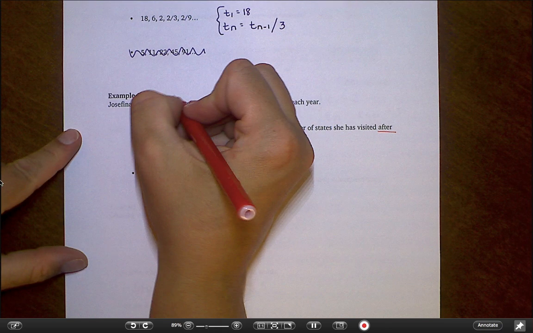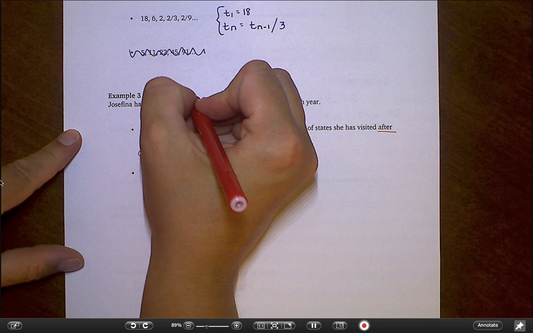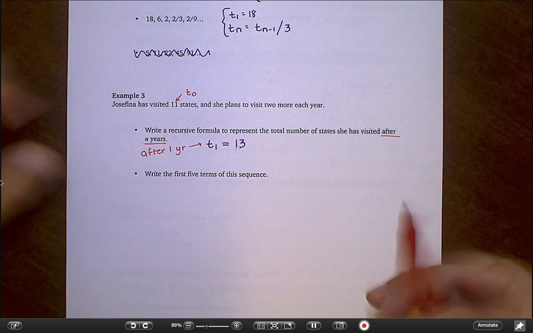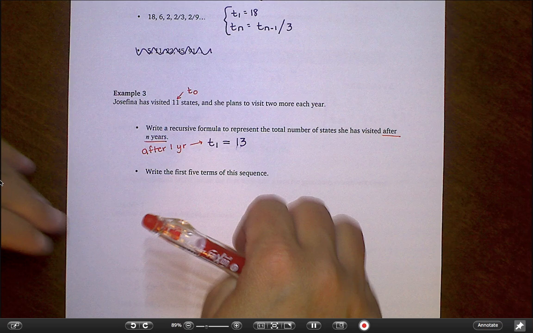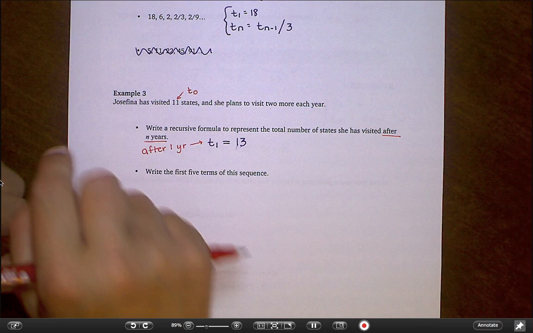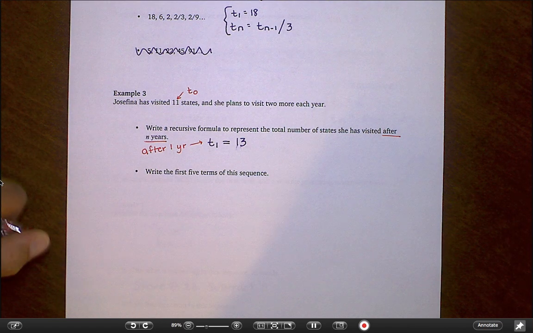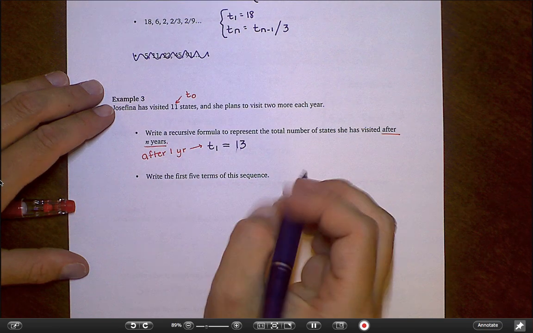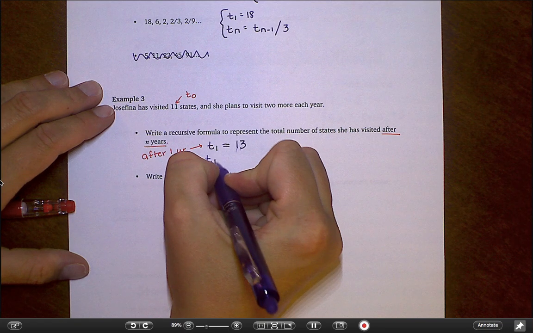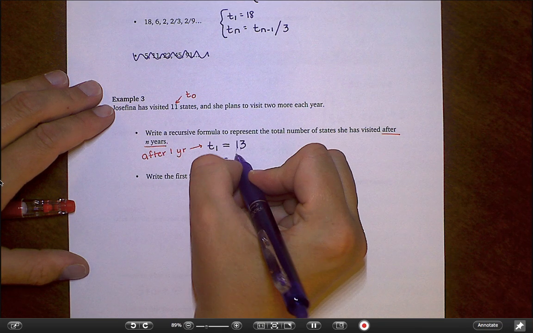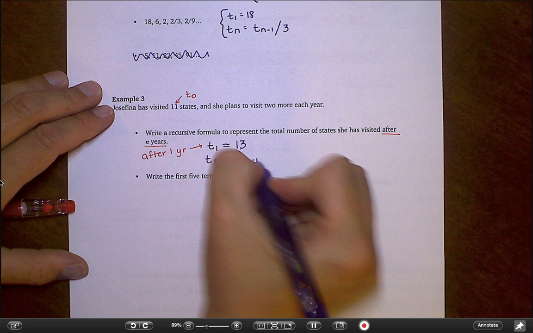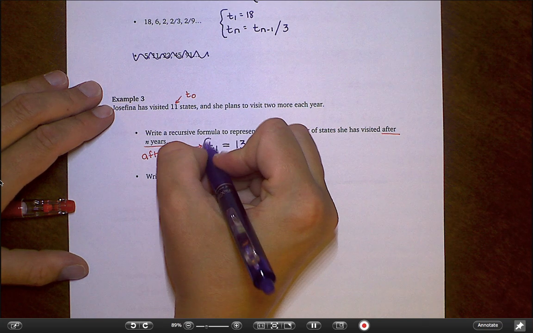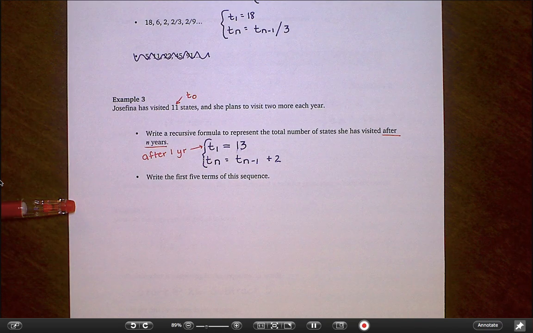This 11 would be considered to be like term 0, okay? It's before any time has gone by. That's after 0 years, right this minute, all right? That's my initial value. And that's all going to become a lot more clear when we dig back into these sequences later on this year. But I wanted to point that out here. And then to get to my next year, I'm taking the previous year and adding 2 more each year. And so that's what my sequence should look like.